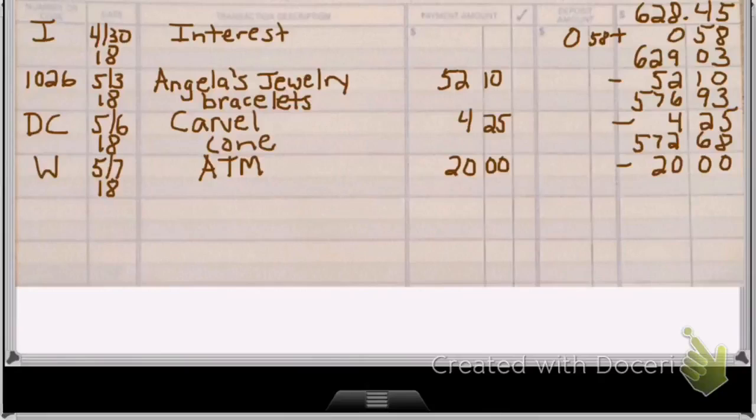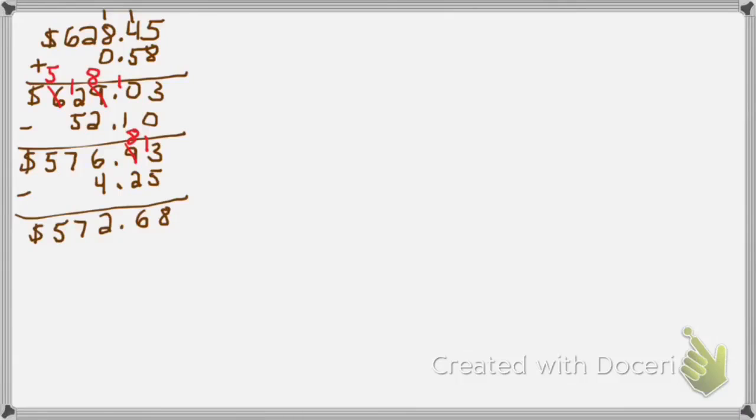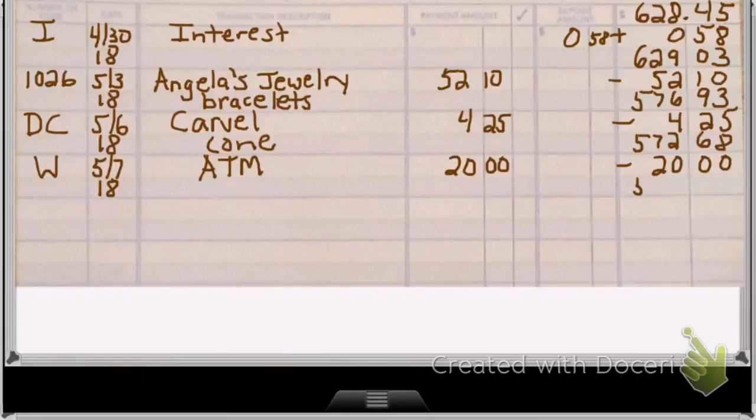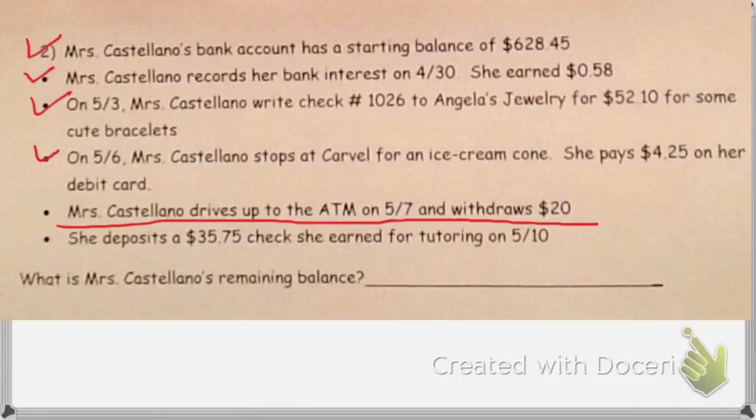Let's go to our scrap paper and subtract that $20. Add, subtract decimals, always straight decimals, line up my decimal. To the left I have a 0 and a 2, to the right I have a 0 and a 0. It's a subtraction problem. 8 take away 0 is 8, 6 take away 0 is 6, bring down my decimal. 2 take away 0 is 2, 7 take away 2 is 5, 5 take away nothing is 5. So the current balance Mrs. Castellano has now is $552.68. Let's transfer that to the gray box. This gray box always shows my current balance, so after this transaction it was the $552.68.